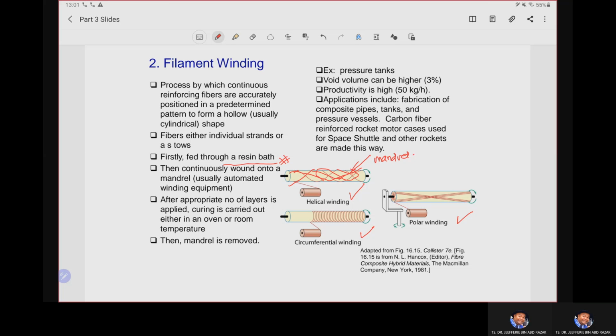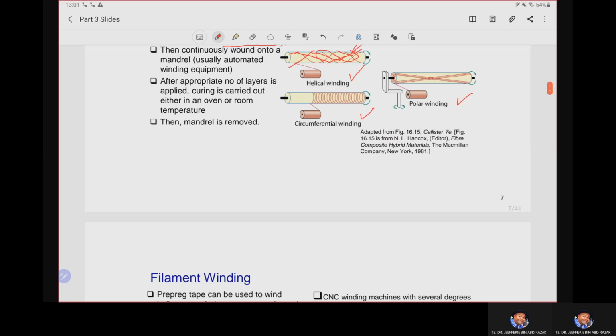Normally, the composite product produced by this method possesses a very high strength to weight ratio. We can produce pressure vessels, rocket motor casings, storage tanks, whatever, in the form of cylinders and pipes using this method. These methods are automated with higher productivity and a high degree of control and uniformity, but due to the automation, we can expect that this method is quite expensive for composite production.